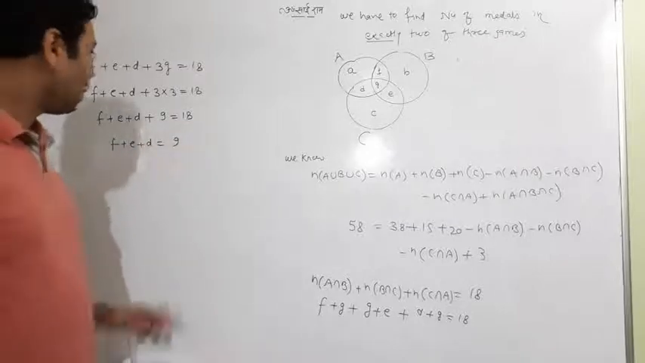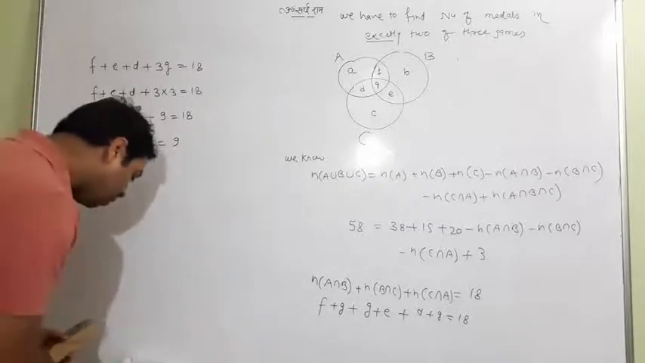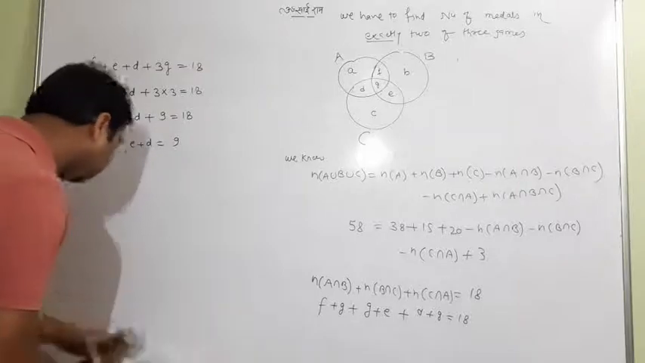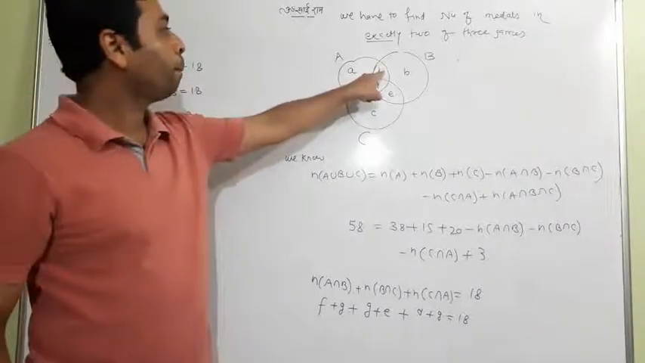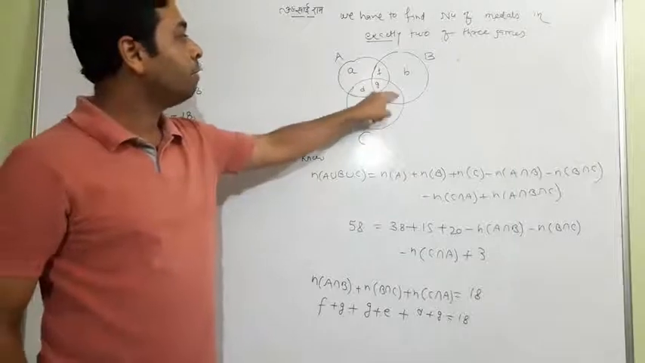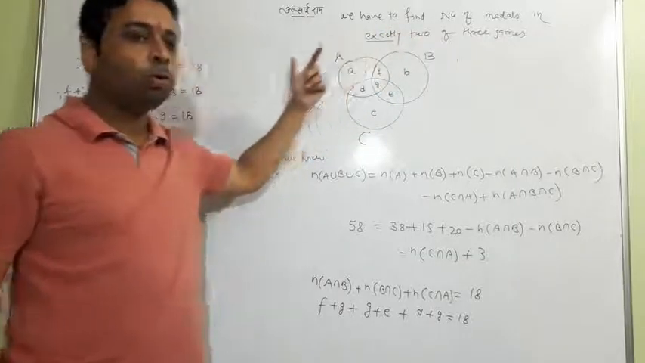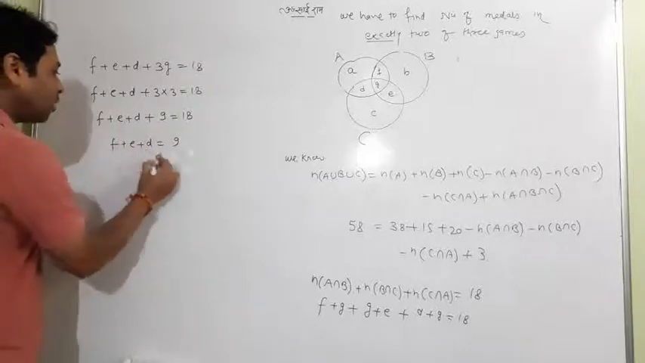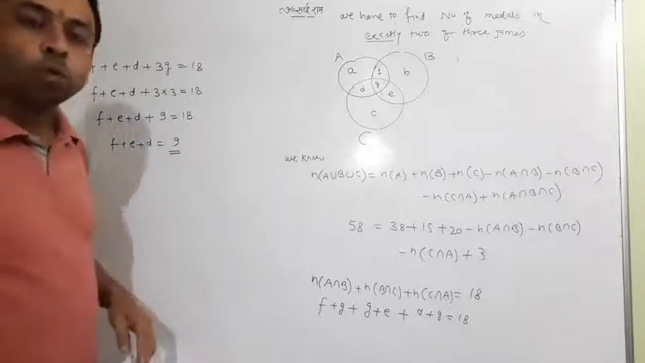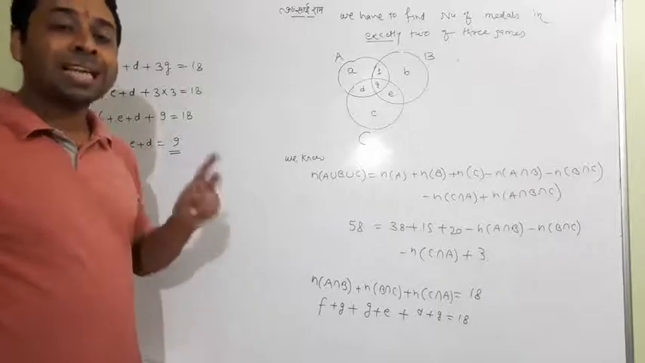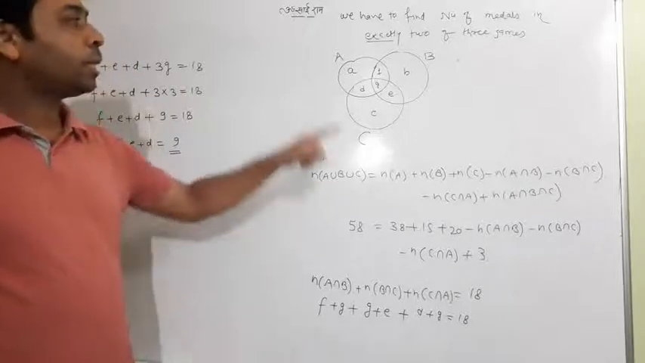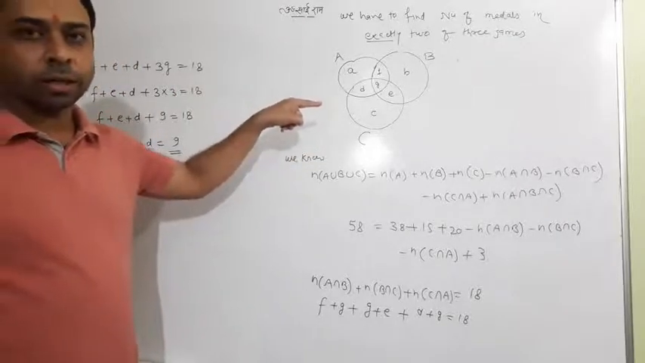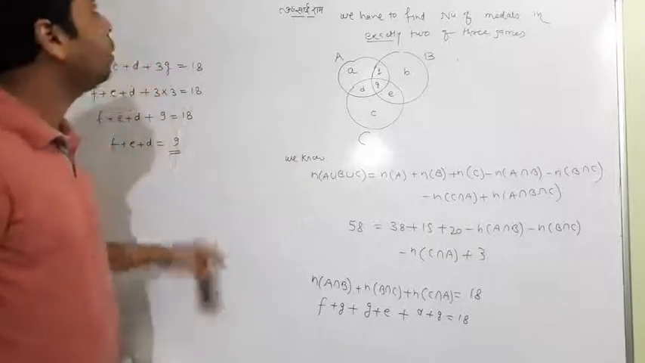We have got F plus E plus D equal to 9, which was asked: F plus D plus E, which shows exactly 2. So this is the number of players who got a medal in exactly 2 of the 3 sports. That we can understand only by the figure. So I think it is enough to explain this.